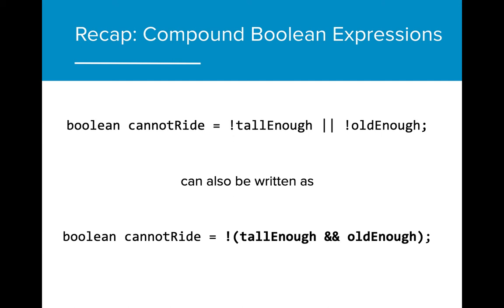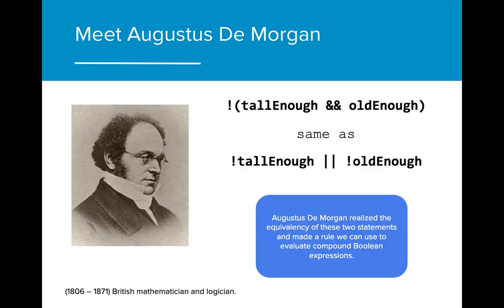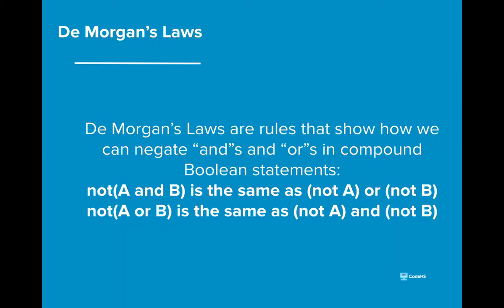Interestingly, the expression is not tall enough or is not old enough can actually be written another way. The expression has an equivalent value that is slightly more simplified: is not tall enough and old enough. This equivalency was first discovered by Augustus De Morgan, who was a British mathematician. He devised two rules that can help us evaluate equivalent compound Boolean expressions. De Morgan's laws are rules that show how we can negate ands and ors in compound Boolean expressions.